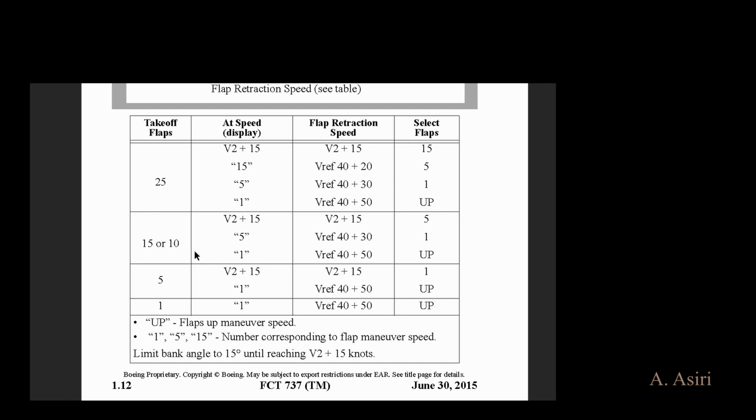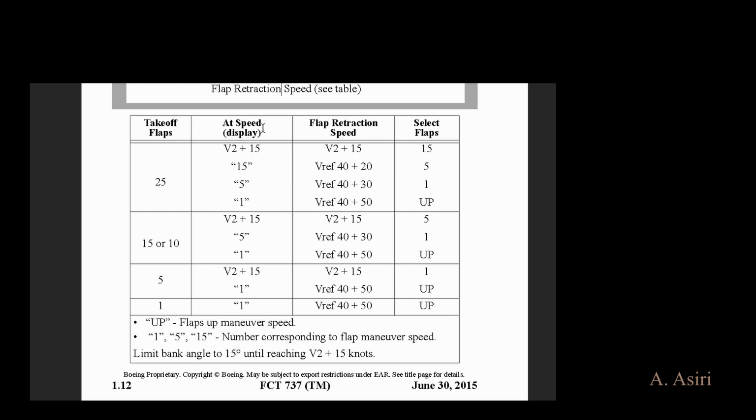So this is the flap retraction schedule on the FCTM, and as you can see here, you can use flaps 25, 15 or 10, 5, 1. So all of them, the first flap retraction is at speed split V2 plus 15. You go to the next flap. So if you did 25 at V2 plus 15, you go to 15. If you did 15 or 10, V2 plus 15, you go to 5. Okay. And here, if you do a flaps 1, there's no V2 plus 15. So you just wait for the speed to be indicated as flaps 1 maneuvering speed before you go to up.